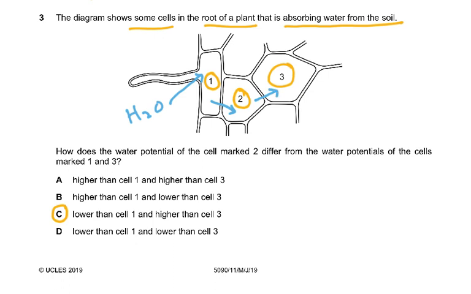So that is why we say, how does the water potential of 2 differ? So 2 is lower than cell 1 and higher than cell 3. So water moves into 1, but then why does the water move from 1 to 2? Because the water potential of 2 is less than 1. But then why does it move from 2 to 3? Because 2 has a higher water potential than cell 3. So you have to understand this, why C would be the correct answer.